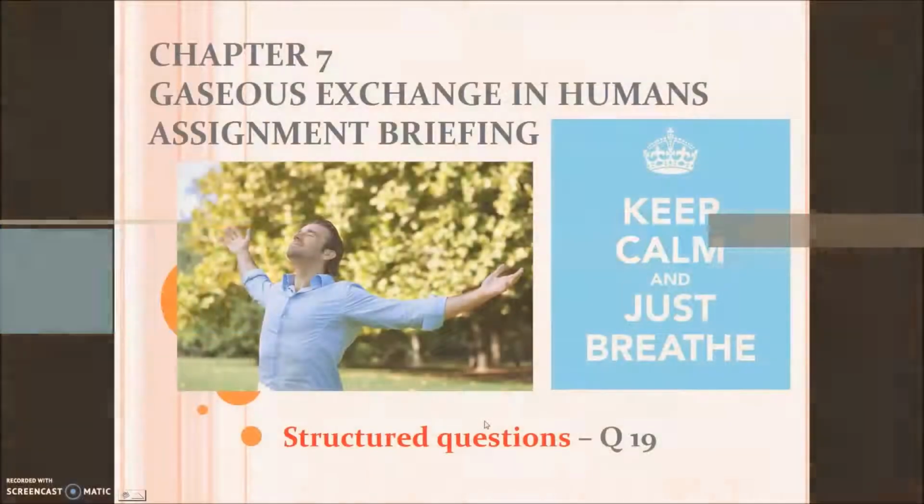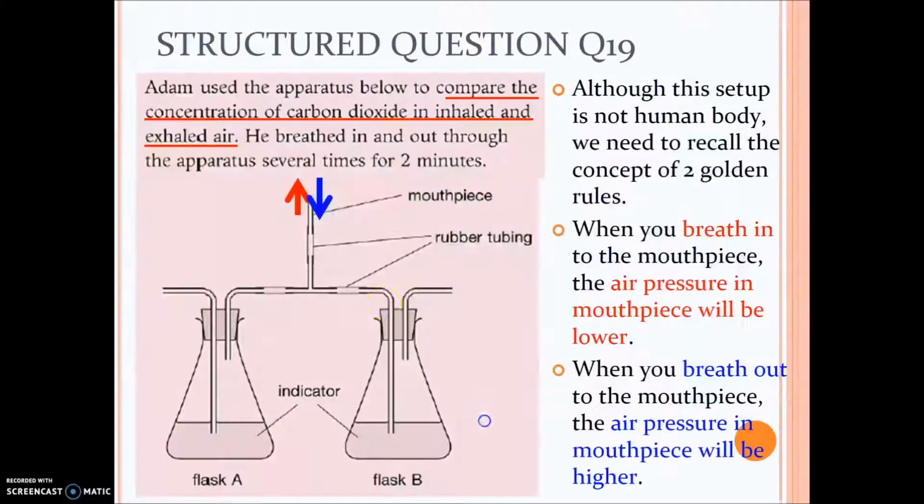Let's talk about question 19 in chapter 7. It's talking about the apparatus to compare the concentration of carbon dioxide in the inhaled and exhaled air. Although it is only a setup, not the human body, we still need to recall the concept of the two golden rules, because we need to deal with the pressure difference and determine the airflow direction.